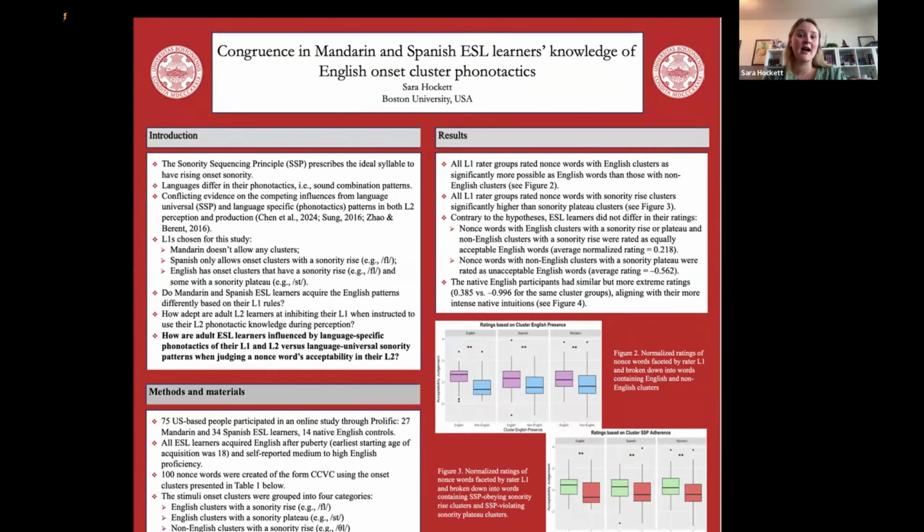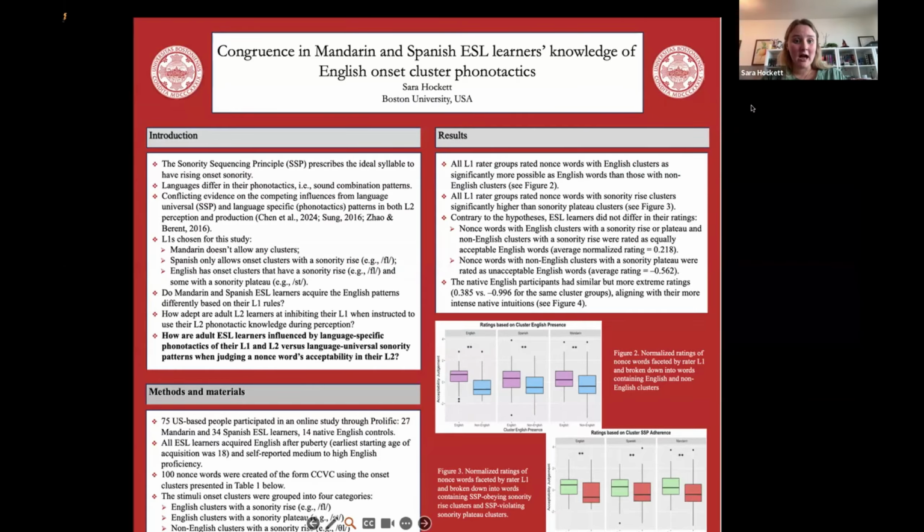And there's a guiding overall principle called the sonority sequencing principle, which prescribes that the ideal syllable is going to have rising sonority in the onset, peak at the vowel, and then fall in the coda. A lot of languages differ on how well they follow this. It's a guideline. It's not universally followed or universally ignored. That's what's called a guideline. So, a couple of examples. But yes, languages differ based on how much they're fulfilling that guideline, which is called the SSP.